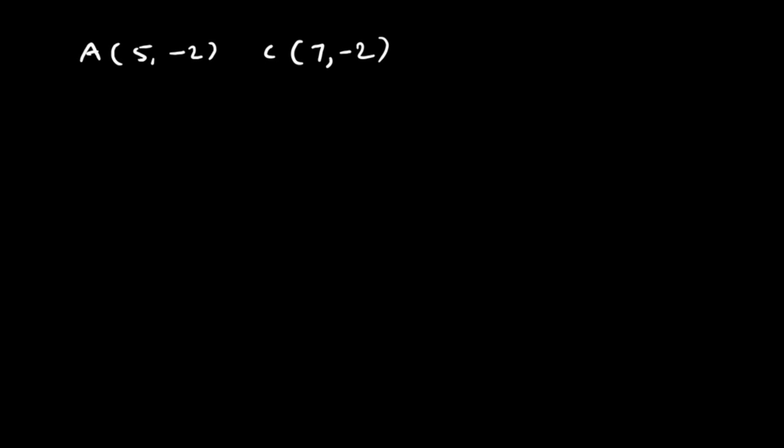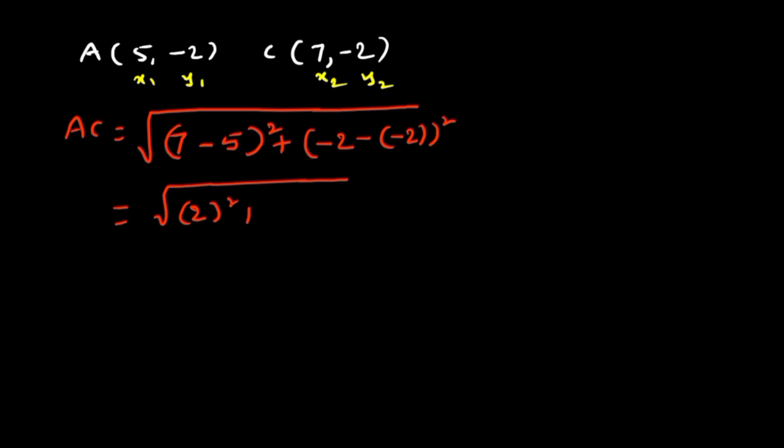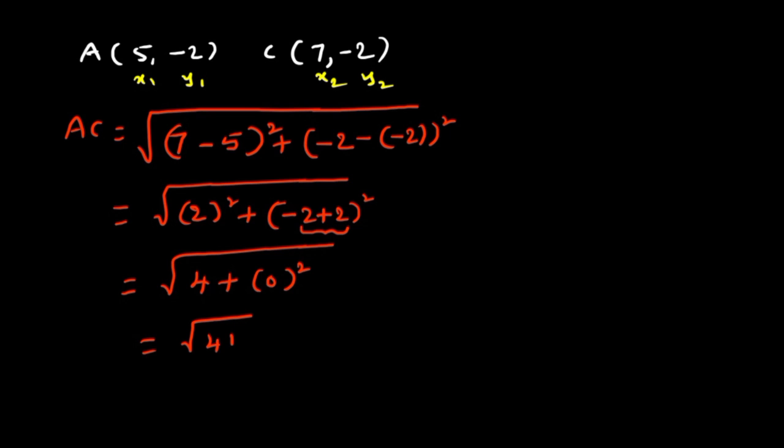So as usual, this is x1, y1, this is x2, y2. Now AC equals the square root of (x2 minus x1) whole square plus (y2 minus y1) whole square, that is (7 minus 5) whole square, which is 2 squared, plus (minus 2 minus minus 2) whole square, it is plus 2. So this is 2 squared, which is 4, and here you can observe minus 2 plus 2 is 0, and 0 squared is 0. So 4 plus 0 is root 4, and root 4 is 2.